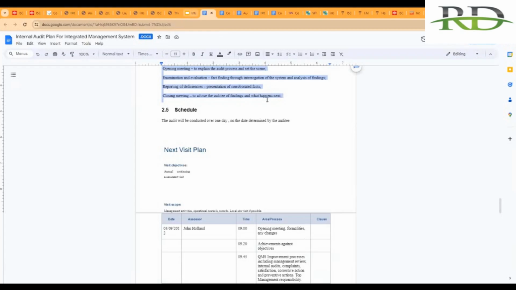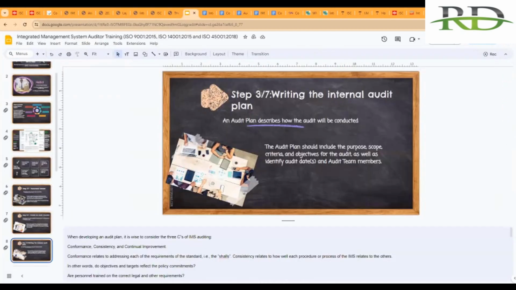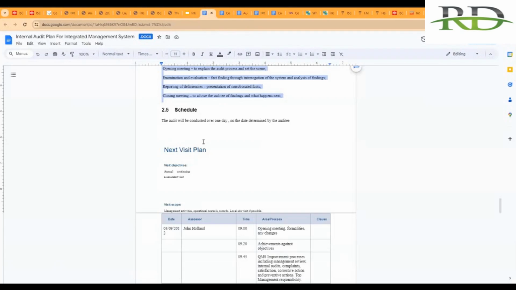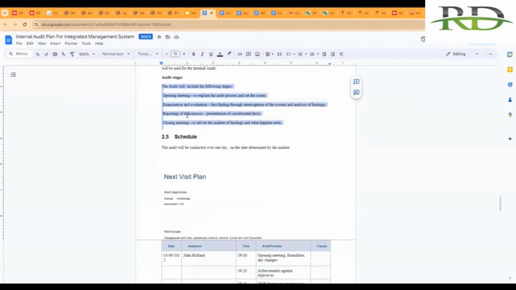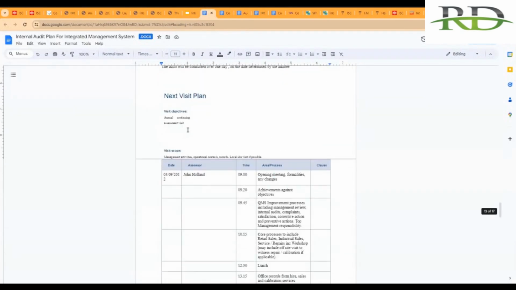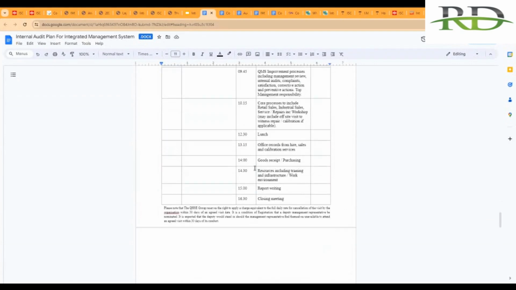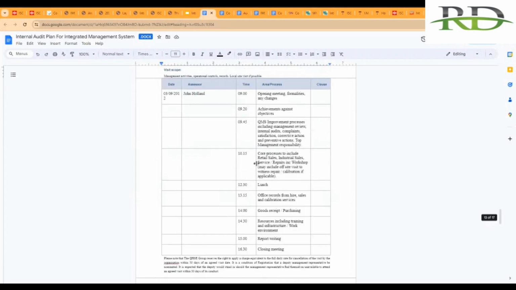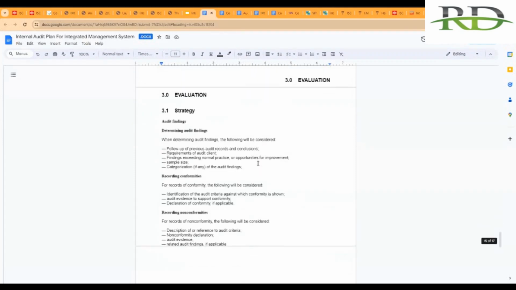So all of these items, this is what you're going to be doing from step number 4 to step number 7. I'm going to come back to this audit checklist, and then we are going to go through the stages. We are also going to go through this visiting plan. All what I'm showing you right now is the content of an internal audit plan. And this is now communicating to the auditees how exactly the audit is going to be conducted.